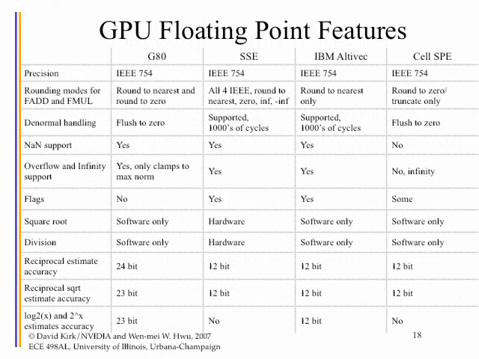So let's go back to this table, and let's go down the list a little bit. Rounding modes for floating point add and floating point multiply. In G80, it only supports round to the nearest and round to zero. And most people actually just use round to the nearest. So that's the 0.5 ULP.